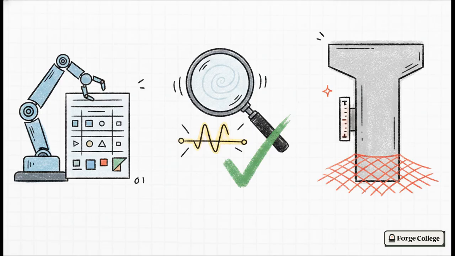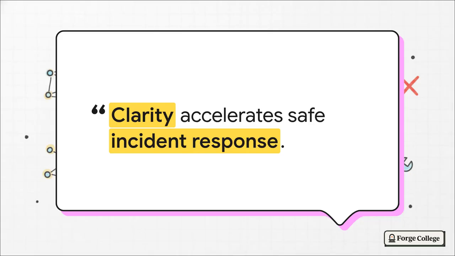Number 1, make your integration points explicit and machine-readable for CI and QA. Number 2, tie every single validation to an observable signal and unambiguous pass and fail criteria. And number 3, document your fallbacks and escalations with incredibly concrete thresholds. Applying these 3 rules completely eliminates developer guesswork during implementation and ensures your acceptance testing is 100% deterministic. Because ultimately, clarity accelerates safe incident response.